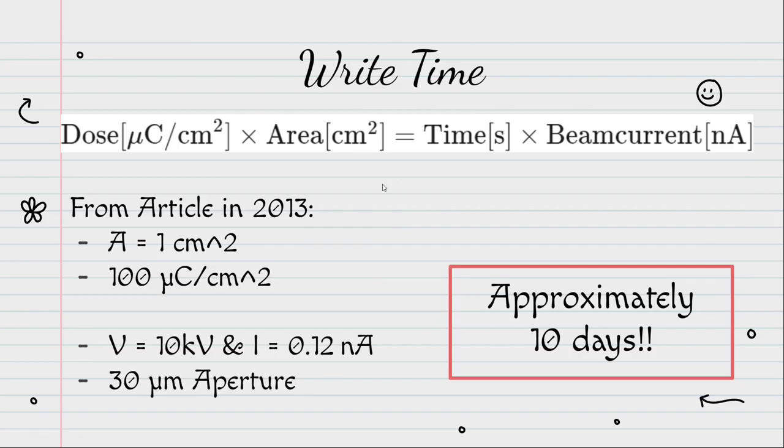And this slide gives a general idea of the write time for EBL. The time can be calculated from this equation. The dose here means the concentration of the resist layer. So taking data from an article in 2013, to pattern an area of 1 cm square, it will take approximately 10 days. In modern days, there are better methods to improve the write time for EBL, but it's still generally a lot slower than photolithography.